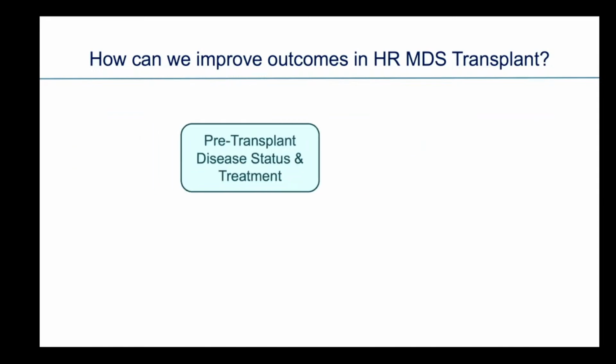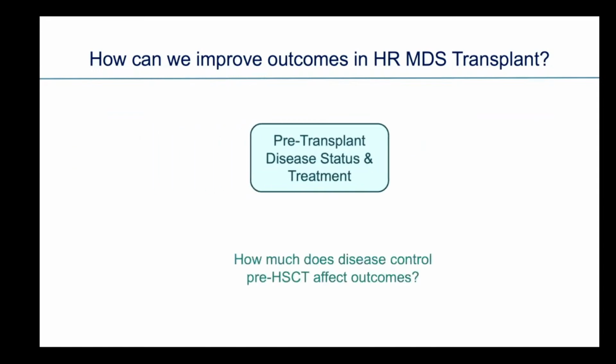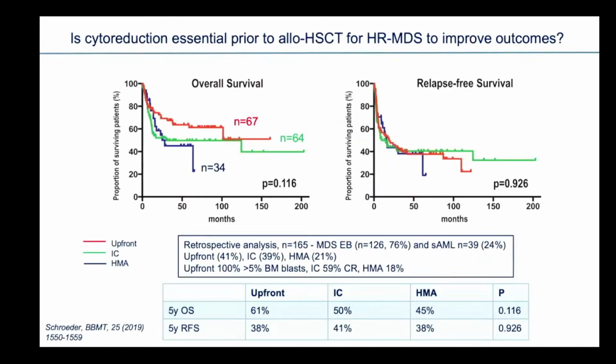So I'll start by talking about pre-transplant disease status and treatment, and essentially how much disease control pre-transplant affects outcomes. So I think over the years there's been some debate, and this continues to persist, about how much cytoreduction is essential prior to an allogeneic stem cell transplant for high-risk MDS in order to improve outcomes.